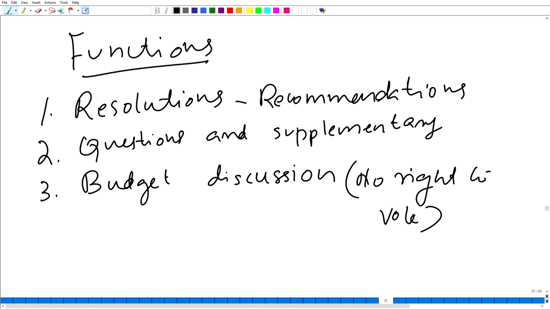One, members were given the right to move resolutions in the Imperial Legislative Council, but the nature of the resolution should be recommendations to the government. The government was free to accept or reject the resolutions moved in the imperial legislature.